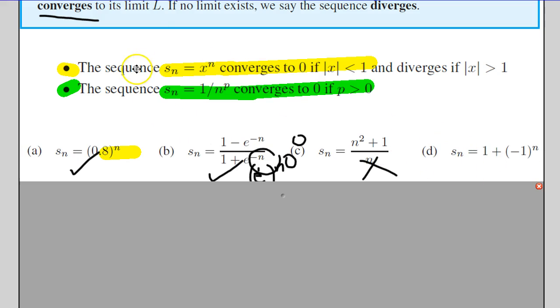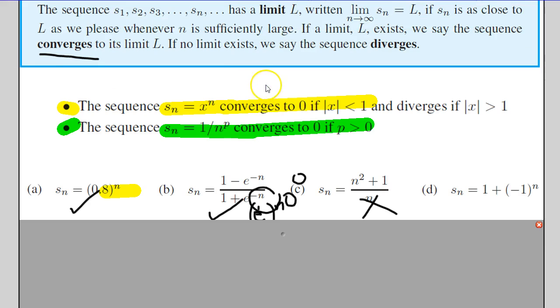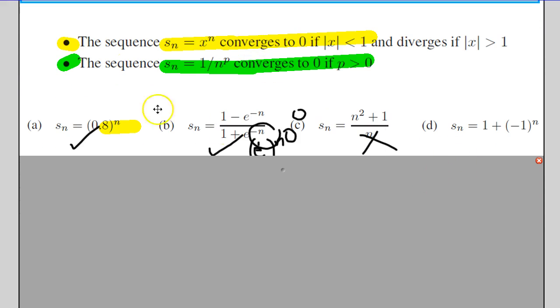And then the last one we want to take a look at is this one, we'll move it over. It seems like it would converge, but if we take a look at it, it's alternating between 1 and 0, 1 and 0, 1 and 0. And because it's not getting as close to a limit as we want whenever n is sufficiently large, that means it does not converge, because the difference between any two values is going to be either 0 or 1.